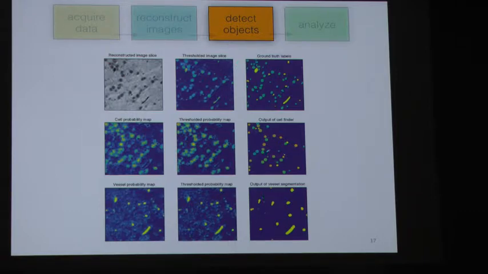And so here I'm just showing the output of our cell finding algorithm and our vessel segmentation algorithm. And we see, both qualitatively and also through validation, that this actually does quite a good job of identifying the position and size of cells and the vasculature in the sample.